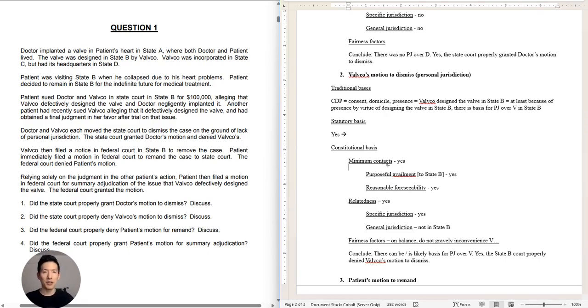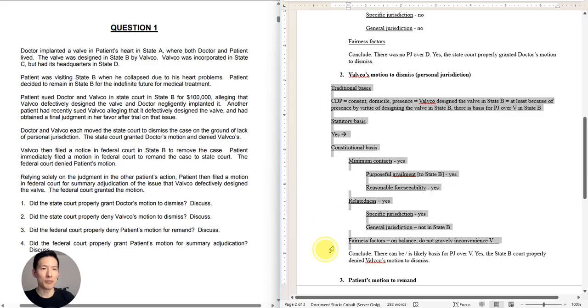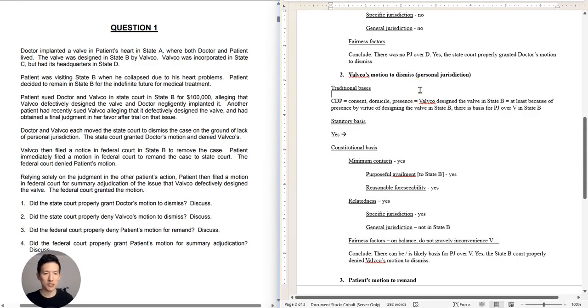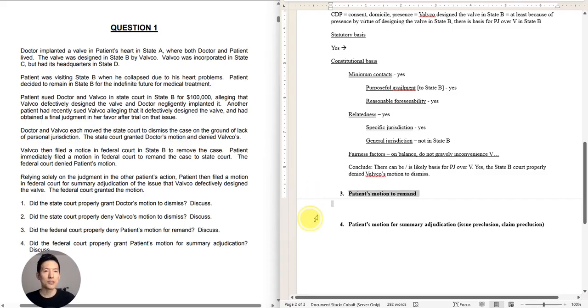bring up minimum contacts. So this continuous loop of just looking at the fact patterns over and over again, figuring out the issue patterns. This pattern is going to be the same for every personal jurisdiction question. Once you see that, it's just going to become more intuitive, and you are just going to be able to connect the dots a lot faster. And on the real exam, you see this, you've done it before, it's just going to be a walk in the park. So I will leave the last two issues as an exercise for you if you want to continue.